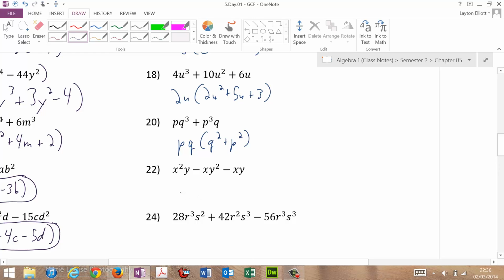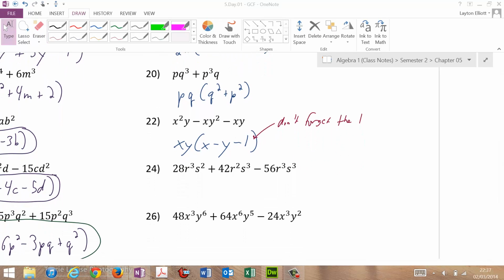22 can get a little confusing. I can take out an xy, leaving behind an x minus a y, then minus a 1. Don't forget the 1, because that comes from here. xy divided by itself is 1. It's not 0.